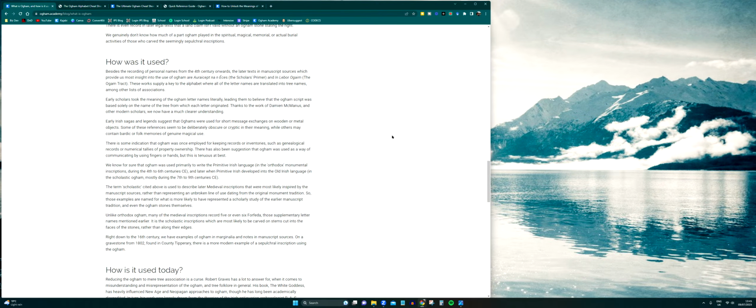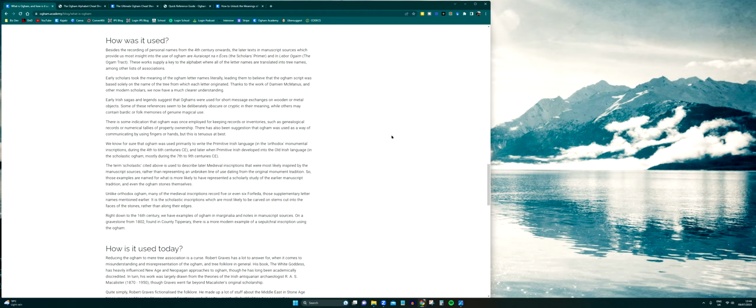Early scholars took the meaning of the letter names literally, leading them to believe that the Ogham script was based solely on the name of the tree from which each letter originated. Thanks to the work of Damian McManus and other modern scholars, we now have a much clearer understanding. Early Irish sagas and legends suggest that Oghams were used for short message exchanges on wooden or metal objects. Some of these references seem to be deliberately obscure or cryptic in their meaning, while others may contain bardic or folk memories of genuine magical use.